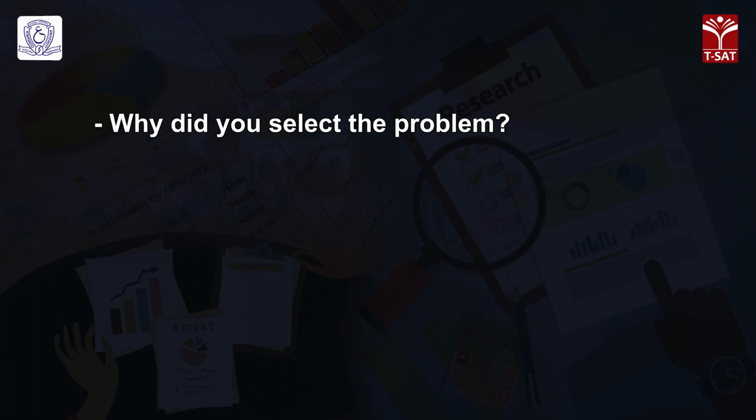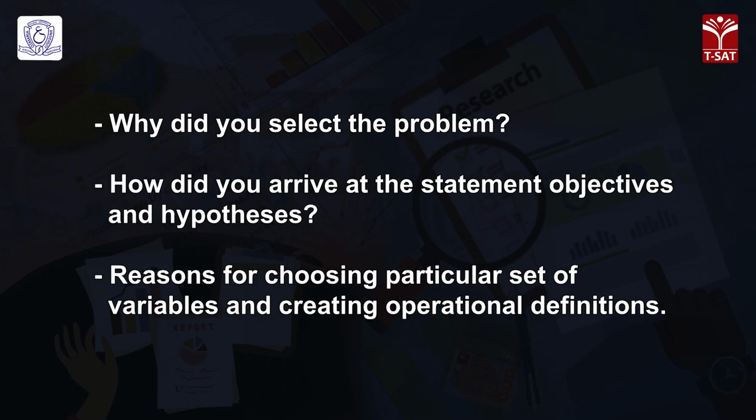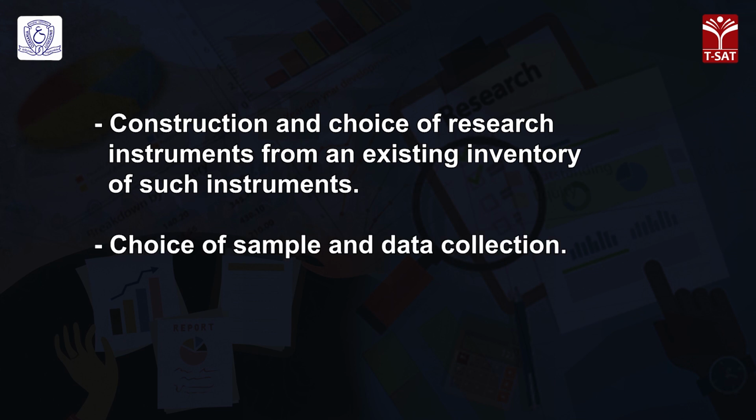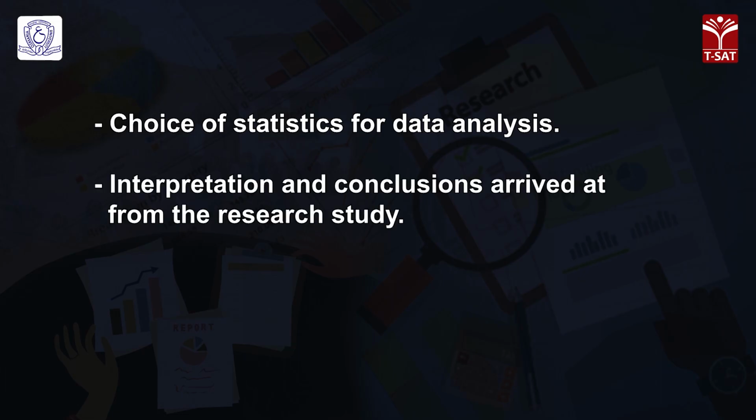Why did you select the problem? How did you arrive at the statement of objectives and hypothesis? The reason for choosing a particular set of variables and creating operational definitions. Construction and choice of research instruments from an existing inventory of such instruments. Choice of sample and data collection. Choice of statistic for data analysis, and interpretations and conclusions arrived at from the research study.